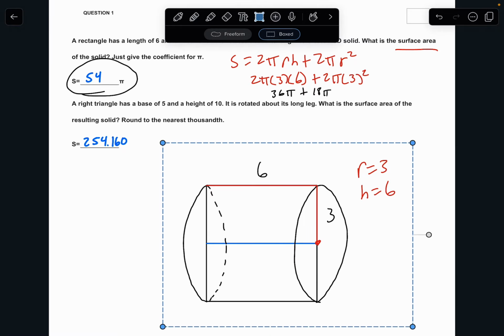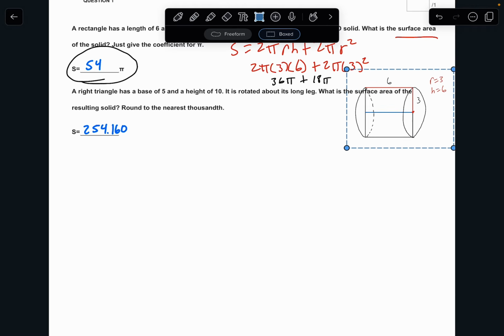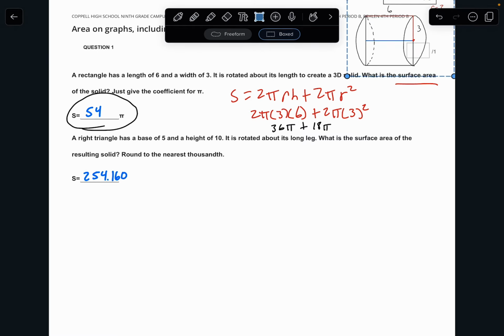I'm going to move this out of the way. I don't know where to put it. I'm going to slide it right on up there.